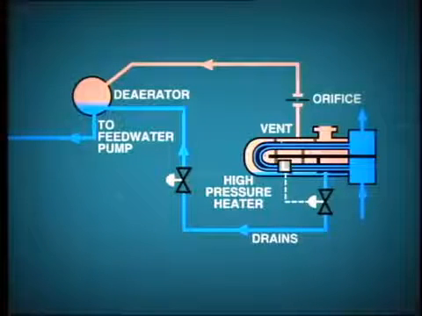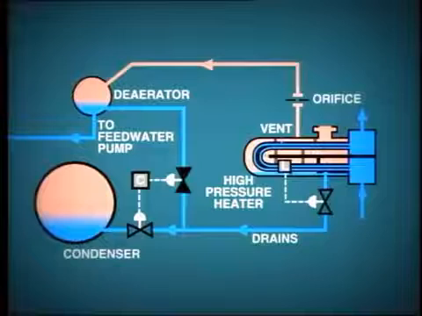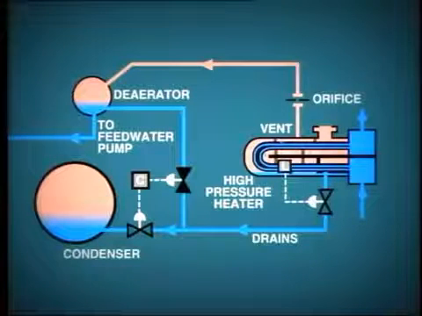In many plants, this differential is insufficient at low load to create the flow of drains from heater to the de-aerator. Remember that in many plants, the de-aerator is located at a high elevation. To avoid this problem, the high-pressure heater drain can be alternatively routed to the condenser by automatic operation of control valves. Okay, now let's turn our attention to the open heater in this system, that is the de-aerator.